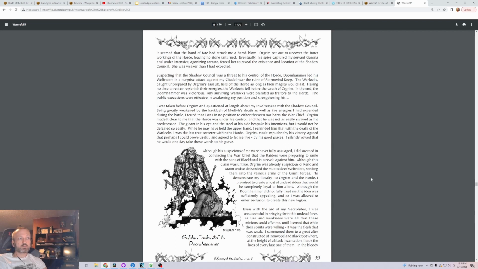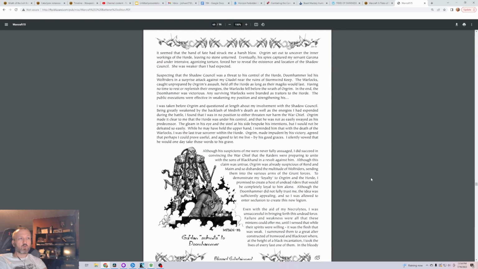The warlocks, caught unprepared by Orgrim's assault, held off the Horde as long as their magics would last. Having no time to rest or replenish their energies, the warlocks fell before the wrath of Orgrim. In the end, Doomhammer was victorious. Any surviving warlocks were branded as traitors to the Horde. The public executions were effective in weakening my position and strengthening his.